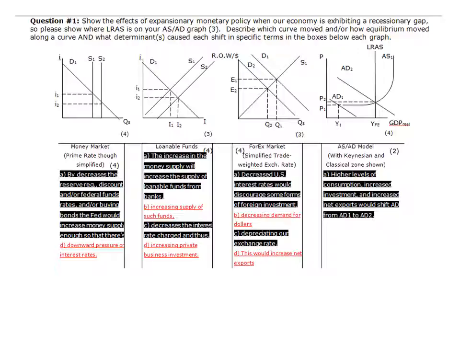So as those interest rates decrease with the higher supply of money, more businesses are going to find investments that are going to earn them a rate of return higher than that I sub 2 level of interest rates. So we're going to see an increase in private investment. That is, businesses investing in themselves.